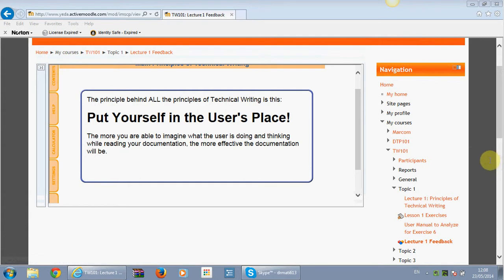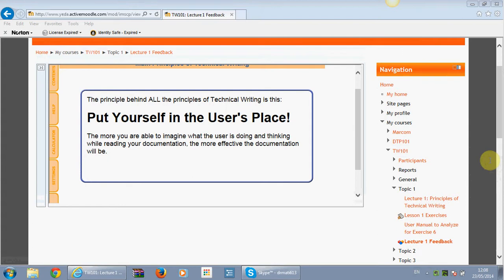And the first slide states the basic principle behind all the principles of technical writing, which is this: put yourself in the user's place. This is the most important principle, which is mentioned also in the first lecture, of course. The more you're able to imagine what the user is doing and thinking while reading your documentation, the more effective the documentation will be. This is no less true of technical writing than it is of any other kind of writing, whether it's Marcom or business writing or even novel writing or a short story.